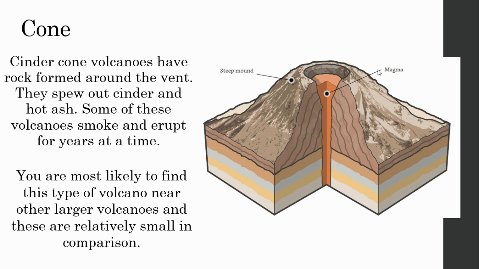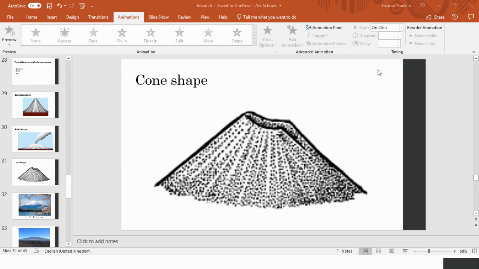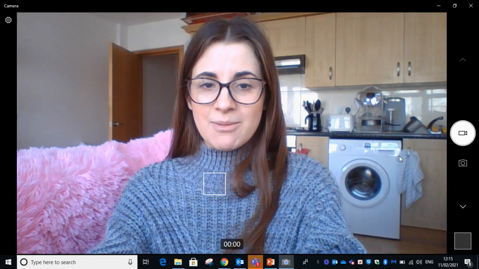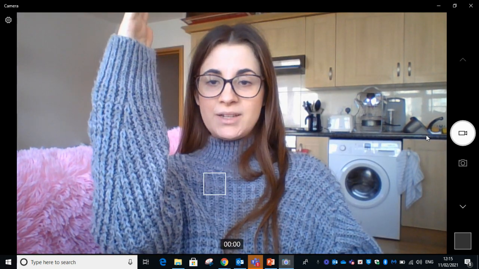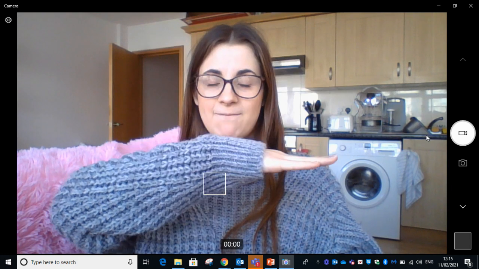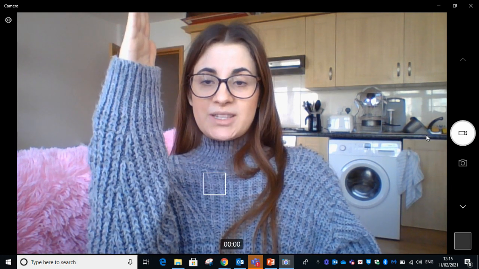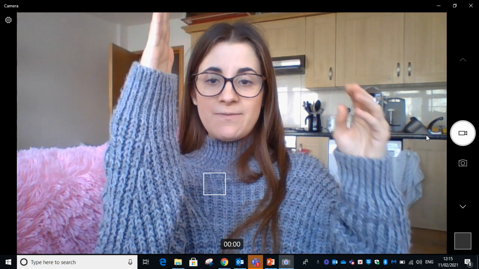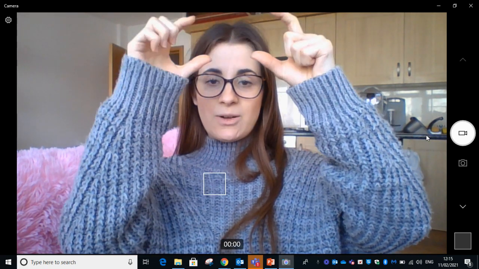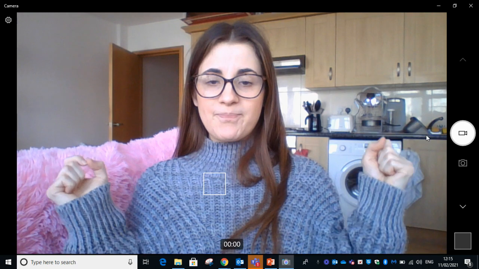You're most likely to find a cinder cone or cone volcano near other larger volcanoes, and they're relatively small in comparison, like our action shows. So coming back to our actions, composite volcanoes are shaped like this. They're much steeper. So steeper is when it's more like this than flat. And that's because the lava is not runny, so it doesn't solidify very far down. So it solidifies and makes it quite a cone shape.